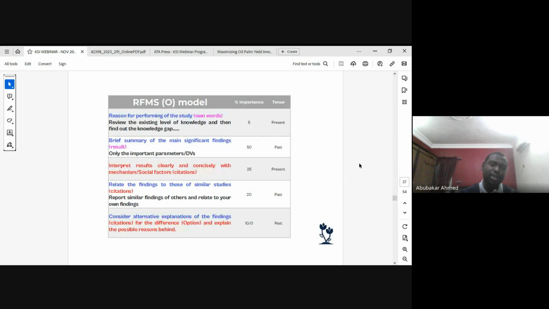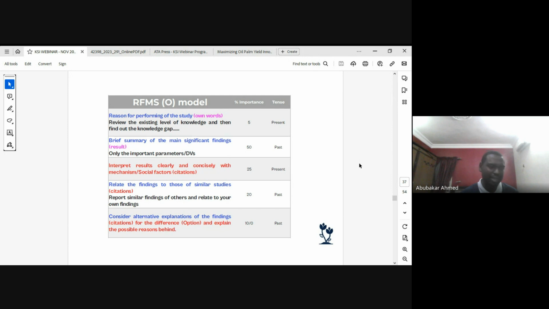Then also there is this RFMS model in discussing your objective and result. This is why we discuss the percentage importance and the tenses. For example, when discussing the objective you have achieved, first you need to look at your reason for performing the study. For example, why I perform this study.